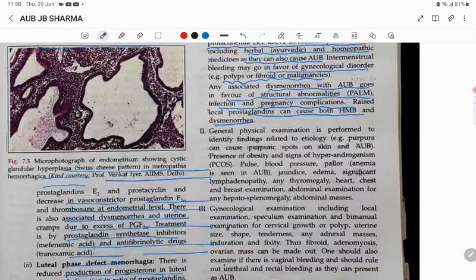After history taking, we go for a general physical examination to identify findings related to etiology, like purpuric spots on the skin in bleeding disorders. Look for obesity and signs of hyperandrogenism like hirsutism, acanthosis nigricans, as in PCOS. Check BP, pallor, anemia, jaundice, edema, lymphadenopathy, any thyromegaly, heart, chest, and breast examination, and abdominal examination for hepatosplenomegaly and abdominal masses.